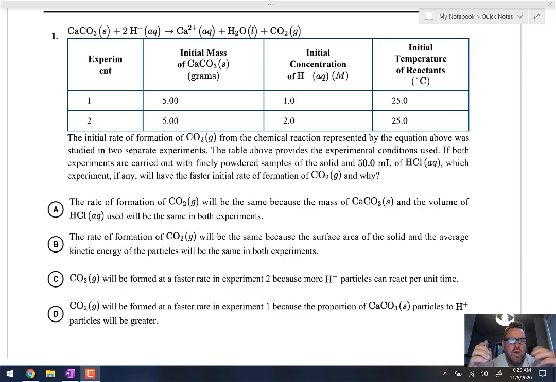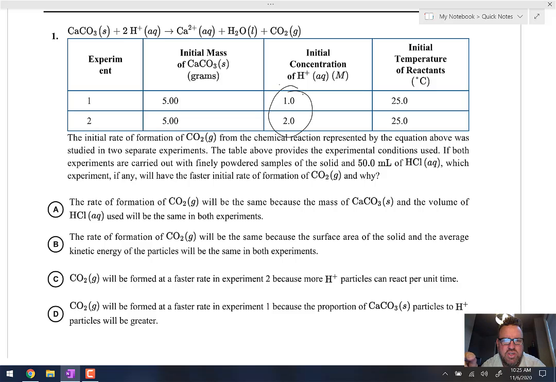So question number 1, we can see a balanced equation up there. We can see that they did two different experiments. And the important part right here is that the concentration of hydrogen was higher in the second experiment than in the first. And that's all. We see the temperature is the same. Let's go ahead and read the problem here.